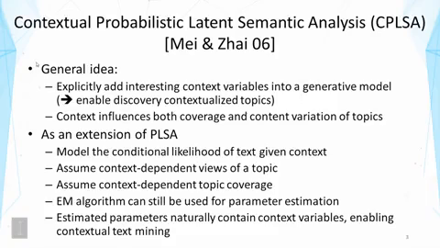Firstly, it would model the conditional likelihood of text given context. That clearly suggests that the generation of text would then depend on context, and that allows us to bring in context into the generative model. Secondly, it makes two specific assumptions about the dependency of topics on context.